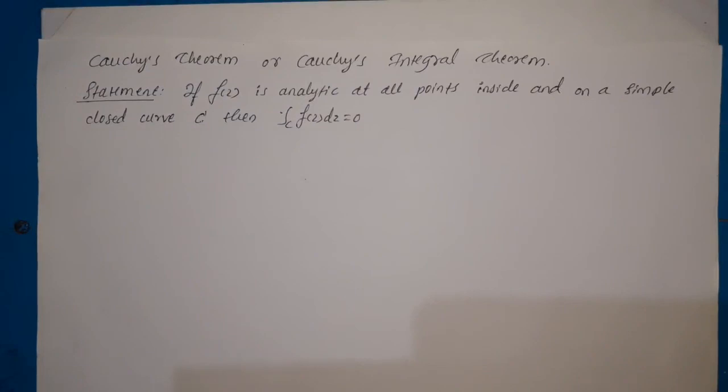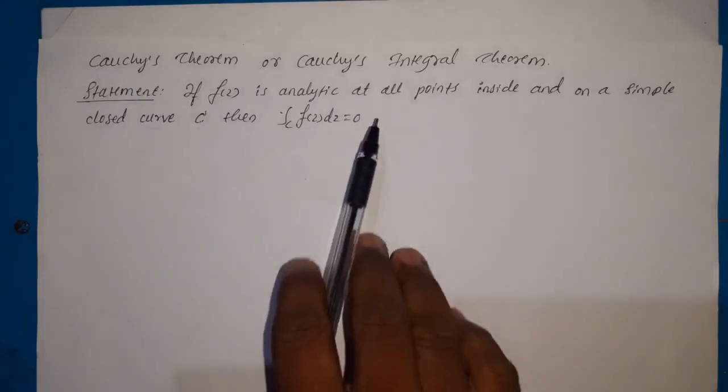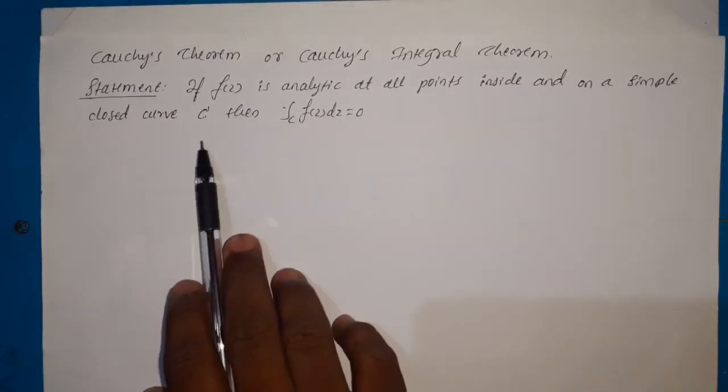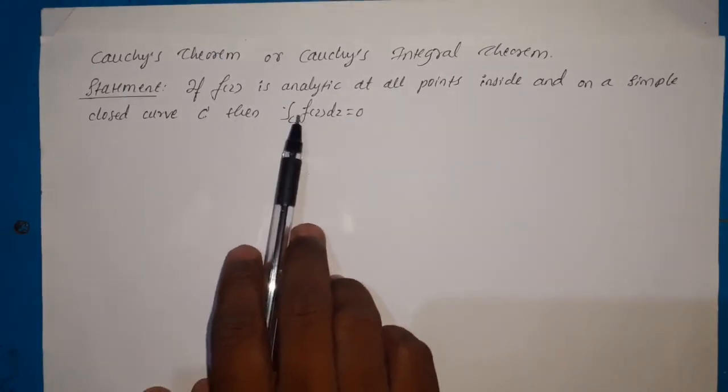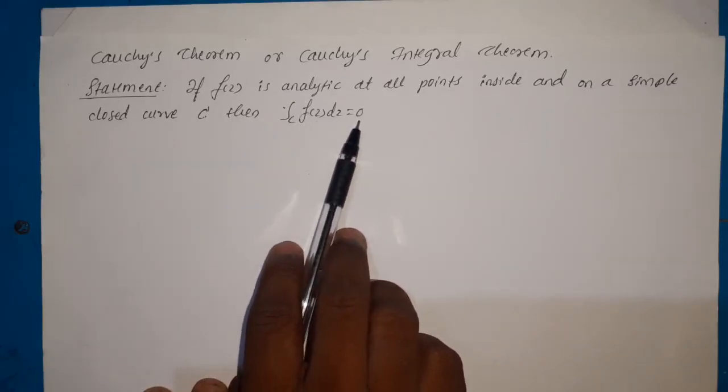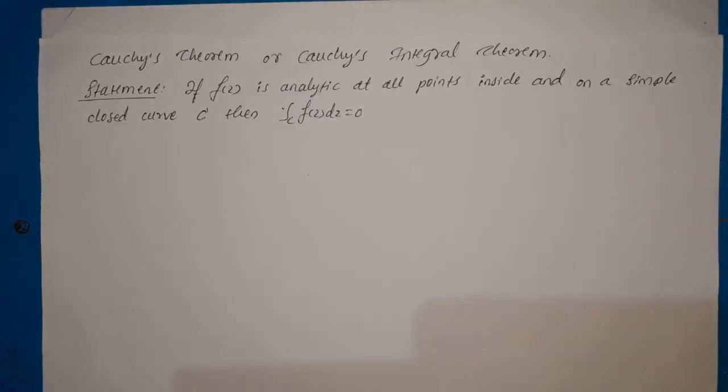The statement of this theorem is: if f of z is analytic at all points inside and on a simple closed curve C, then integration over C f of z dz is equal to 0. So here f of z is a function of a complex variable which is analytic at all points inside and on a simple closed curve.